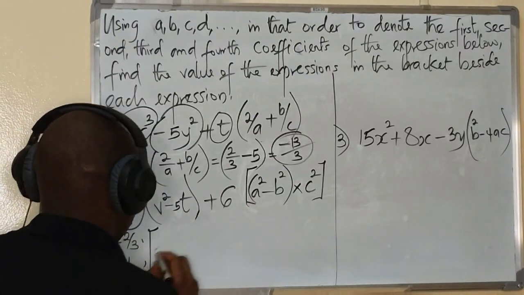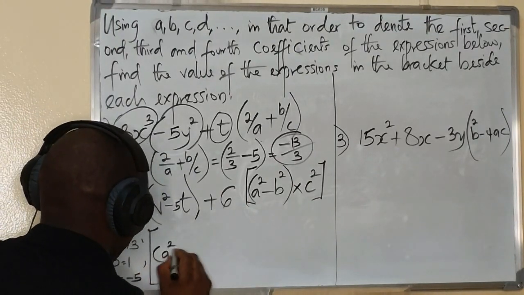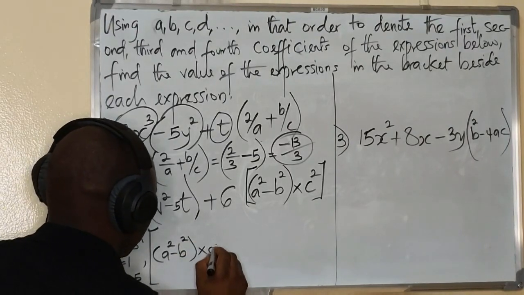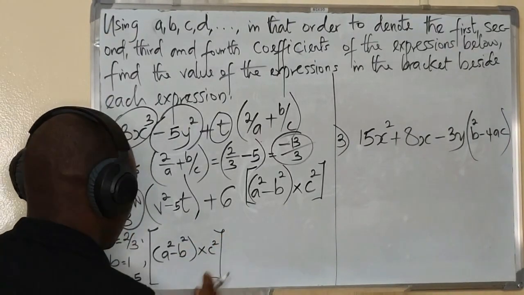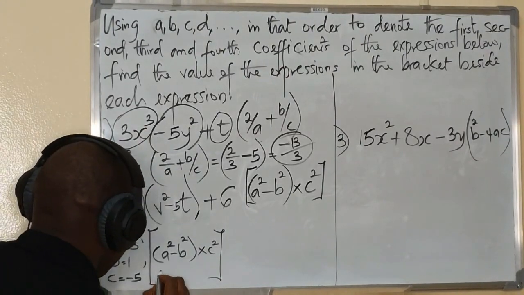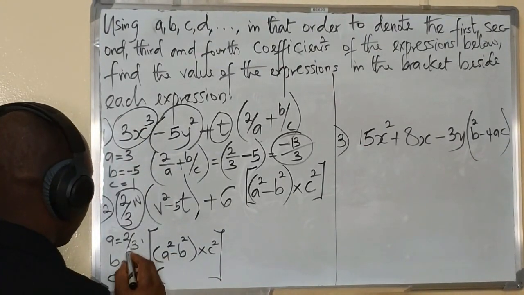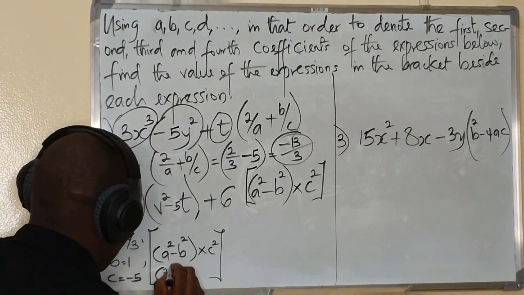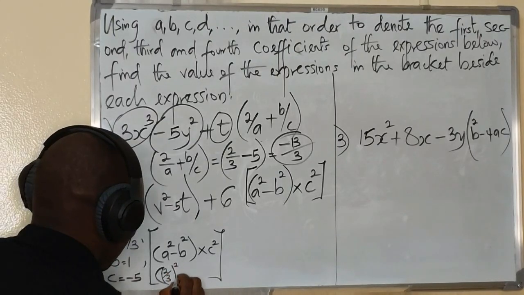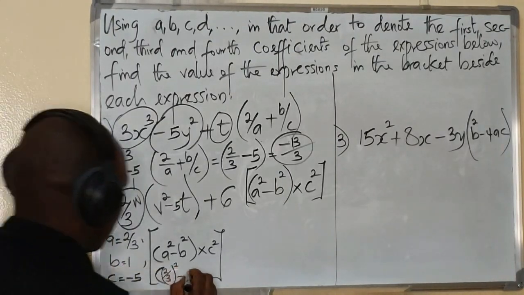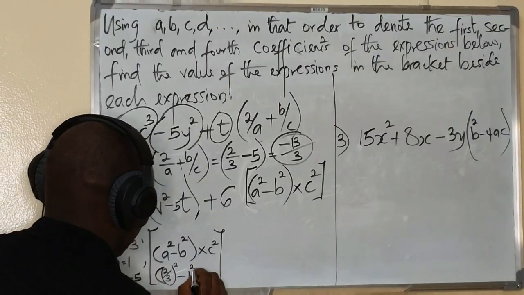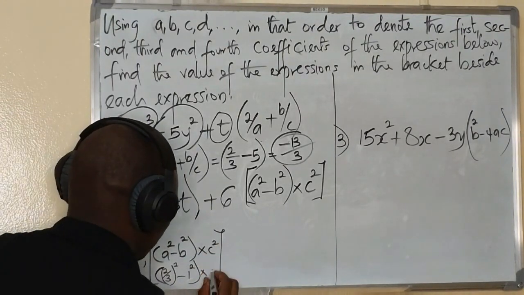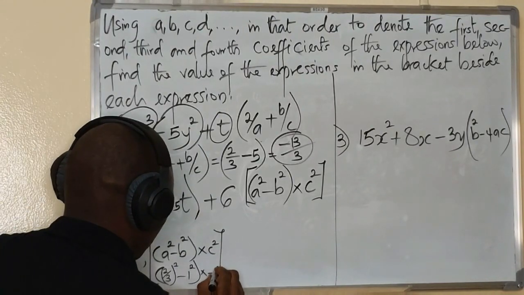We'll say open a bracket, and then open a small bracket, A squared minus B squared, close the bracket, multiply all by C squared. This will be equal to, let's solve it right here. Open a small bracket. What's our A? Our A is 2 upon 3. So 2 upon 3 squared, minus, what's our B? Our B is 1. 1 squared, close the bracket, times, what's our C? Our C is negative 5. We're taking the square. Negative 5 squared.